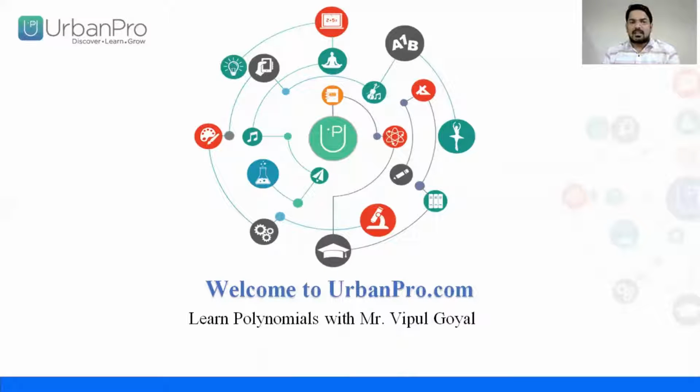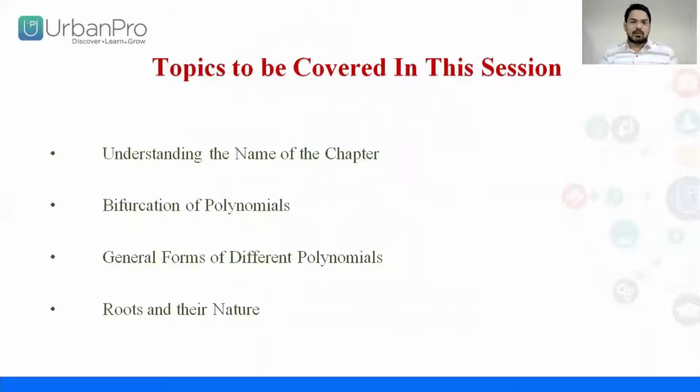So today we'll be discussing the topic polynomials, the very basics of polynomials, in this session. The outline of this session is that we'll first understand the name of the chapter: what does the chapter polynomial mean? Then we'll get to know the bifurcation of polynomials, which says in how many categories a polynomial is divided. Then we'll get to know the general form of a polynomial and the general form of specific polynomials like linear, quadratic, or cubic polynomials. And then we'll discuss the roots, or the nature of the roots, the zeros of the polynomial.